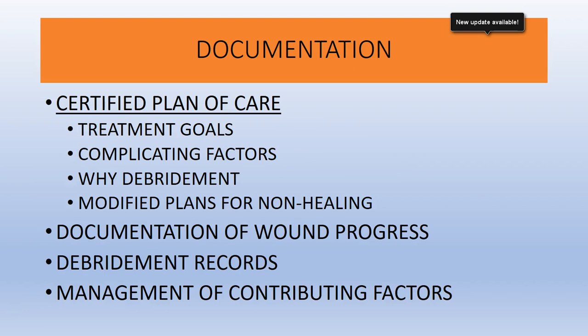A certified plan of care has 4 basic components: your treatment goals, and a listing of complicating factors. This patient may be a dialysis patient. They may have poorly controlled diabetes. They may have a deformity that's increasing loading in some area. They may have vascular disease. So the certified plan of care should include a recognition of these complicating factors and, of course, a discussion of how one's going to go about addressing these complicating factors.